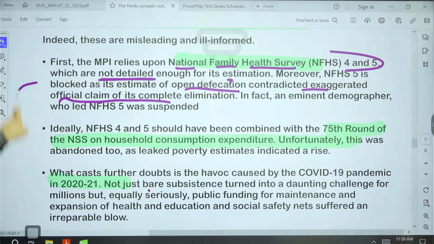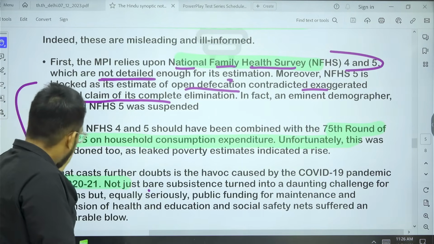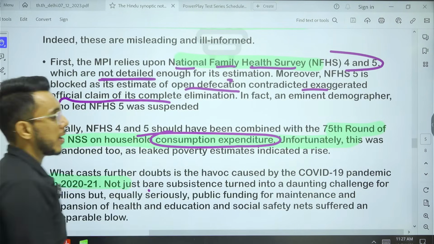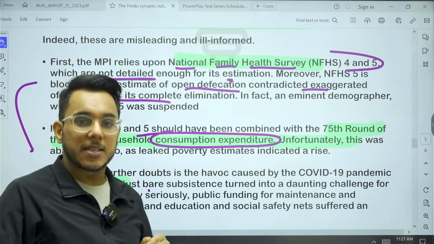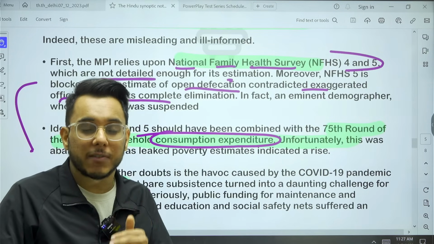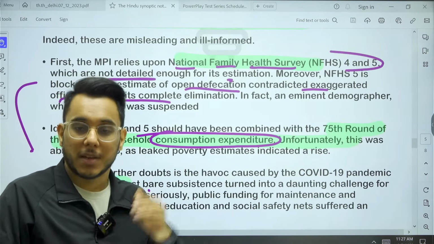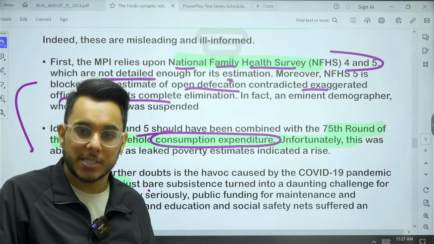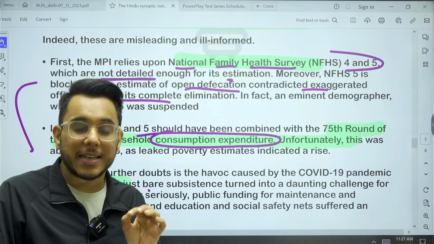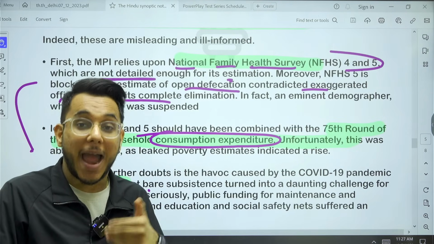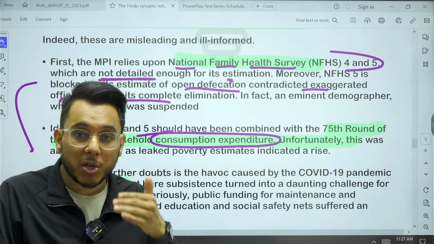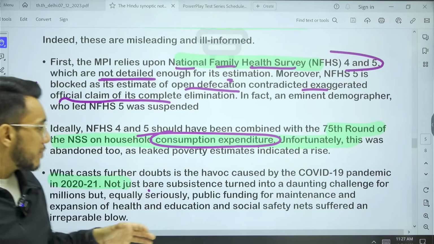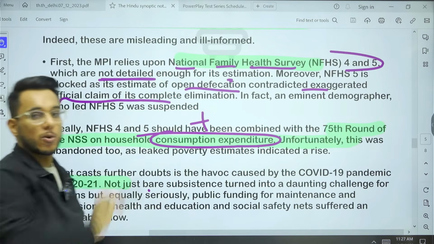Secondly, there is one more problem, guys. Along with NFHS 4 and 5, the consumption expenditure survey should also have been included. When we talk about the consumption expenditure survey, it is the official data about poverty in India. The last consumption expenditure survey happened in 2011-12. After that, one happened in 2017-18. But the 2017-18 report has not been released up till now, and certain critics say that the report was not released because it indicated that poverty has increased. So the consumption expenditure survey should have been included, but it has not been included here.